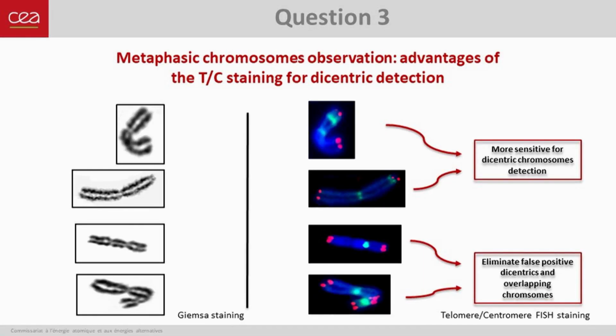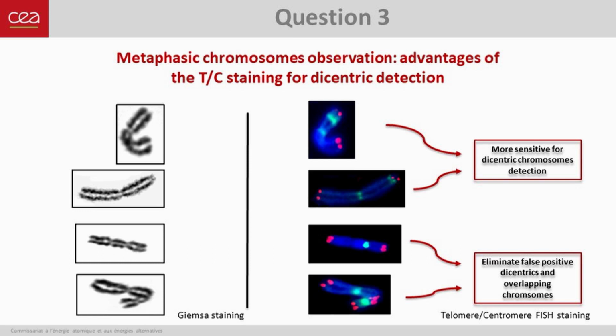Just look at these chromosomes from stained metaphases. When you use Giemsa staining, you cannot detect dicentrics with close centromeres, like for the first two chromosomes. While here, with the telomere and centromere staining, it's just evident that they are dicentric.